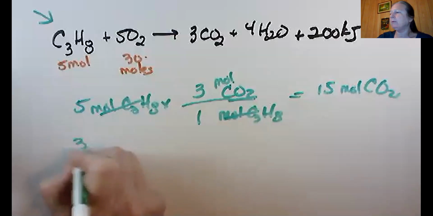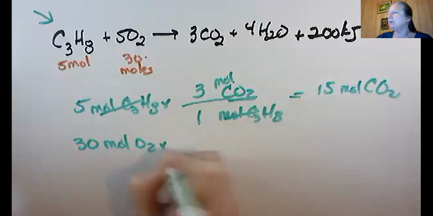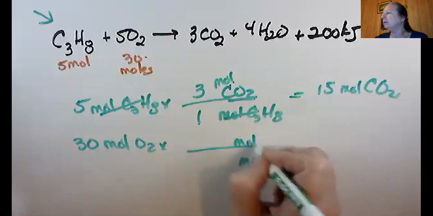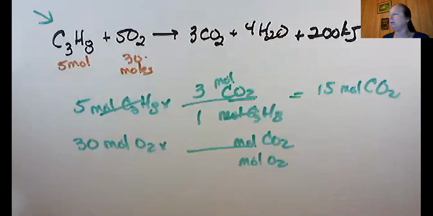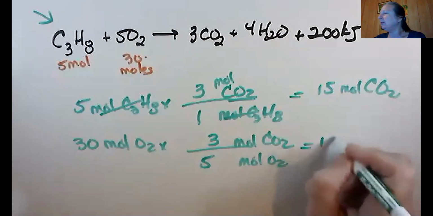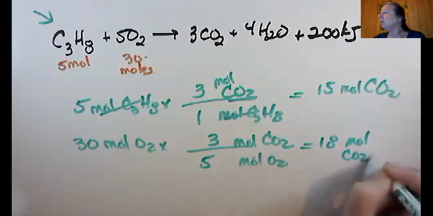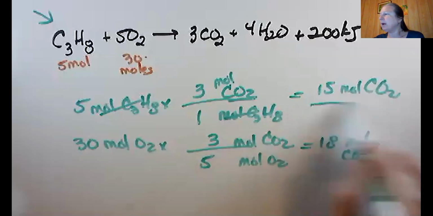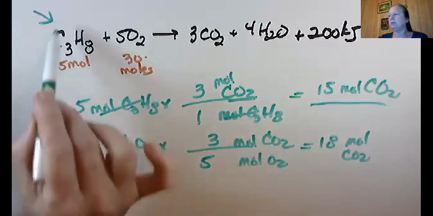All right, what about my starting amount of oxygen? So 30 moles of oxygen. Again, identity switch. We're going to go from oxygen to carbon dioxide, using the relationship defined here, 5 moles of oxygen, 3 moles of it. So do the math and you end up with 18 moles of CO2. So I can make 15 moles of carbon dioxide with propane and then we are out of propane. So you're never going to make it to 18 moles, even though you have enough oxygen, because once you've made 15, everything stops. So that's the maximum amount you can make. And yes, the propane is the limiting reagent.